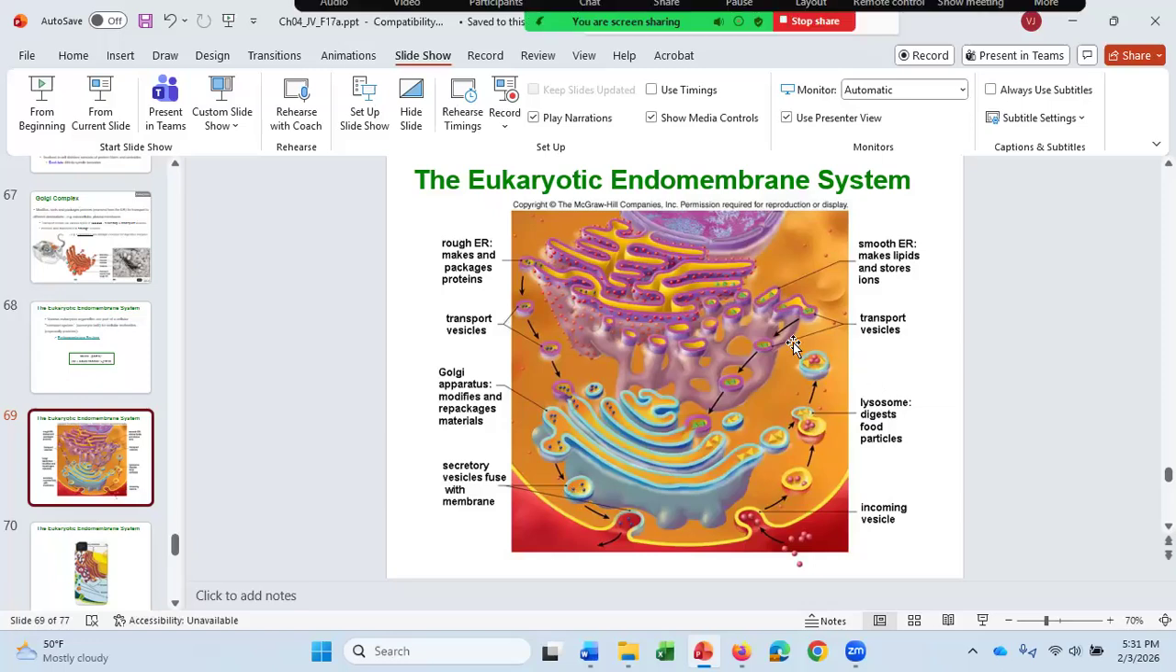From the smooth ER, you can have a vesicle bud out. So the smooth ER is making lipids, and that vesicle can bud off of the smooth ER and then fuse with the Golgi apparatus, and the lipids in the vesicle will undergo the same process as the proteins, meaning they'll be modified by the Golgi apparatus, which will then form a vesicle budding out of the other side of the Golgi apparatus.